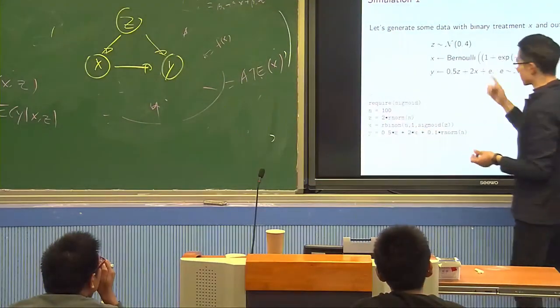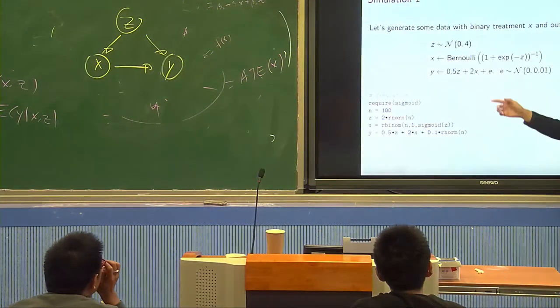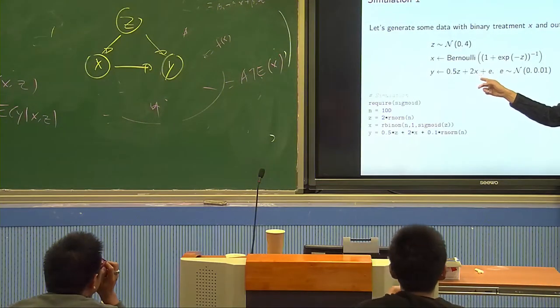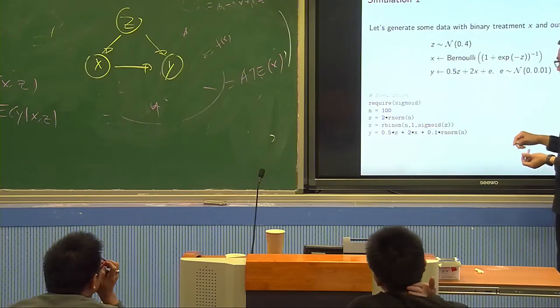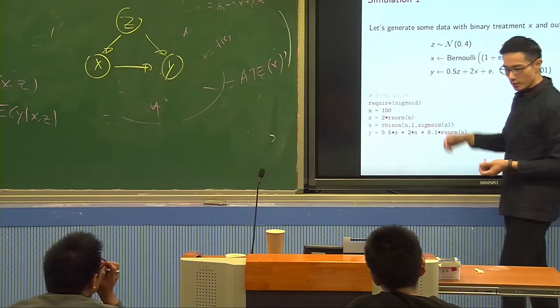What is the causal effect of X on Y? It's very simple. It's 2, right? 2 is the causal effect. Okay, all right. So that's how we generate the simulation.